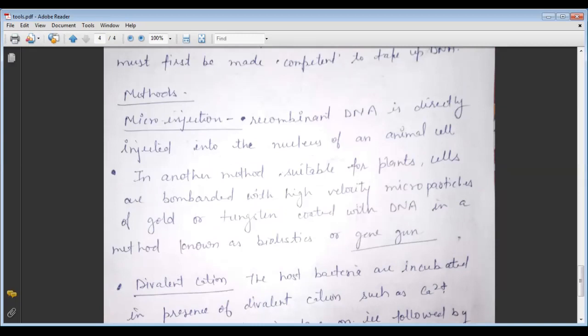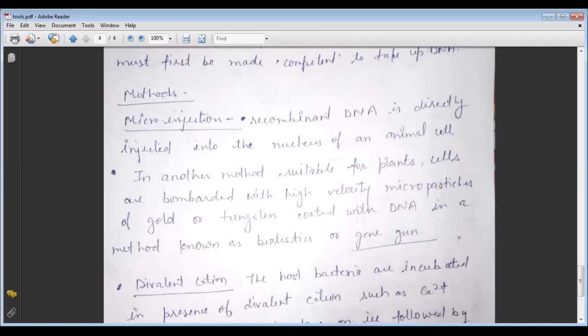Here the gene gun is suitable for the plant cell, where cells are bombarded with high velocity microparticles of gold or tungsten coated with DNA, in a method called the biolistic method, or the gene gun.